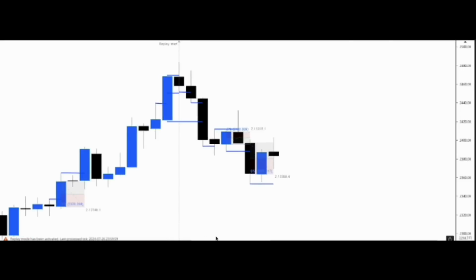Okay, so now something has happened here. Our target was not achieved. Perhaps you could have been taken out at break even, or you make a little profit there. But something has happened here. This candle's high is taken out with a candle wick.